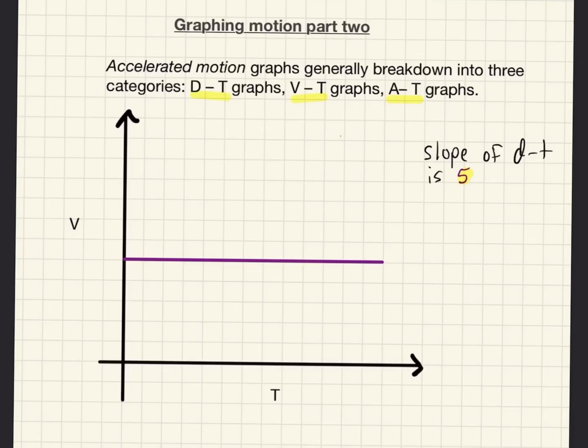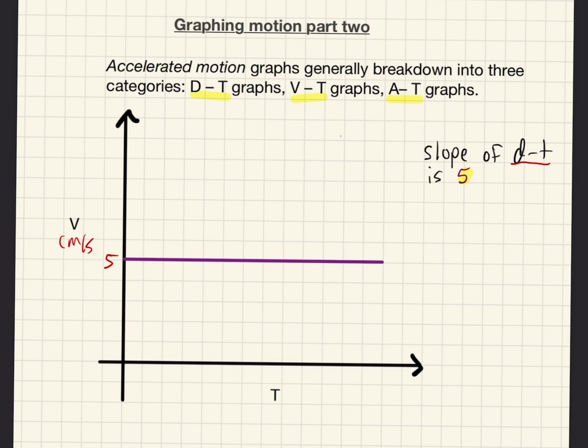Now on a VT graph, constant speed looks like a horizontal line, and that's because it comes from the slope of a DT graph. So let's say, for example, that the slope of the DT graph is 5. Well, then you'd look for the value of 5 on your VT graph here, and you would draw a horizontal line for however long the DT graph from before went on.